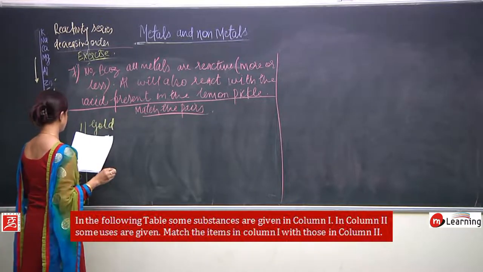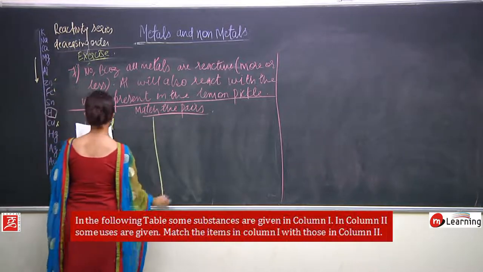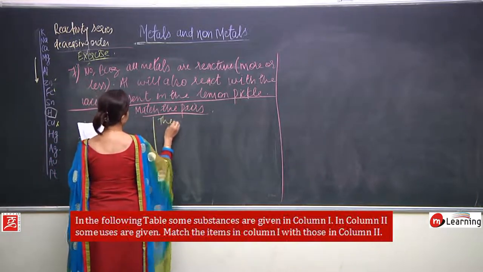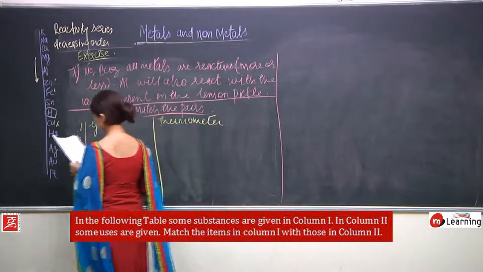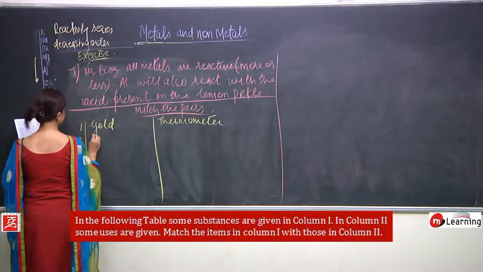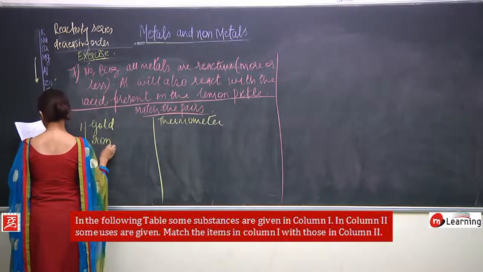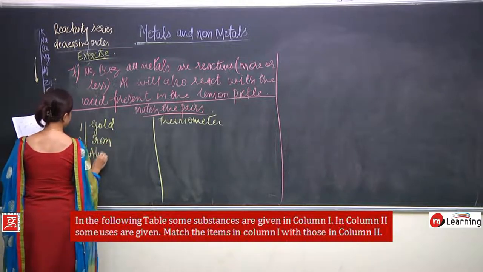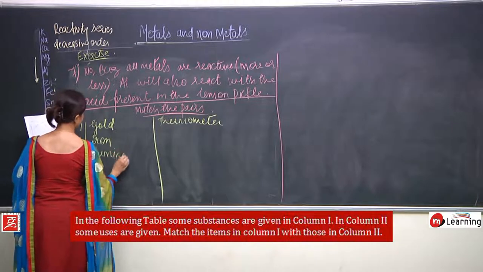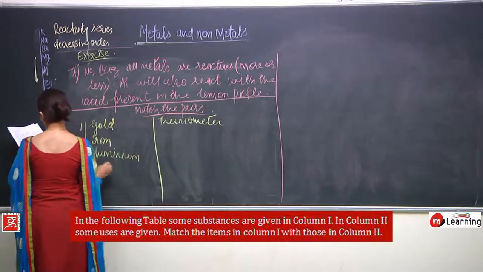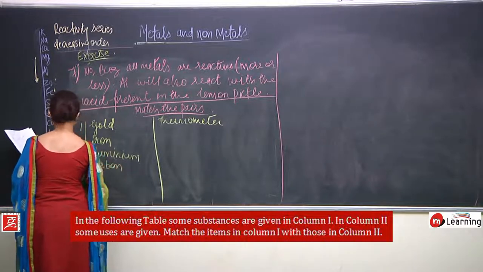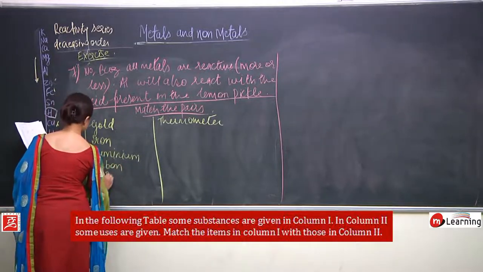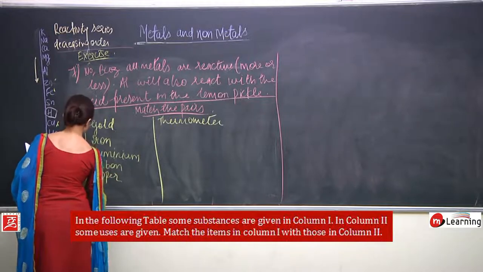I'll write the first of all. Just I'll write. Finish up this. They have given thermometer. You also keep making. Second is iron. Third is aluminium. Fourth is carbon. Fifth, copper, then mercury.